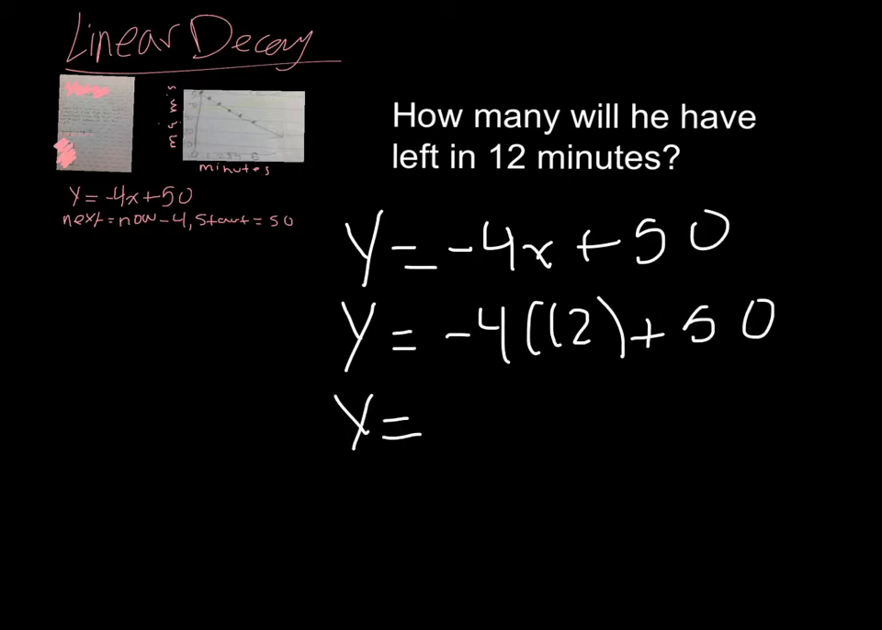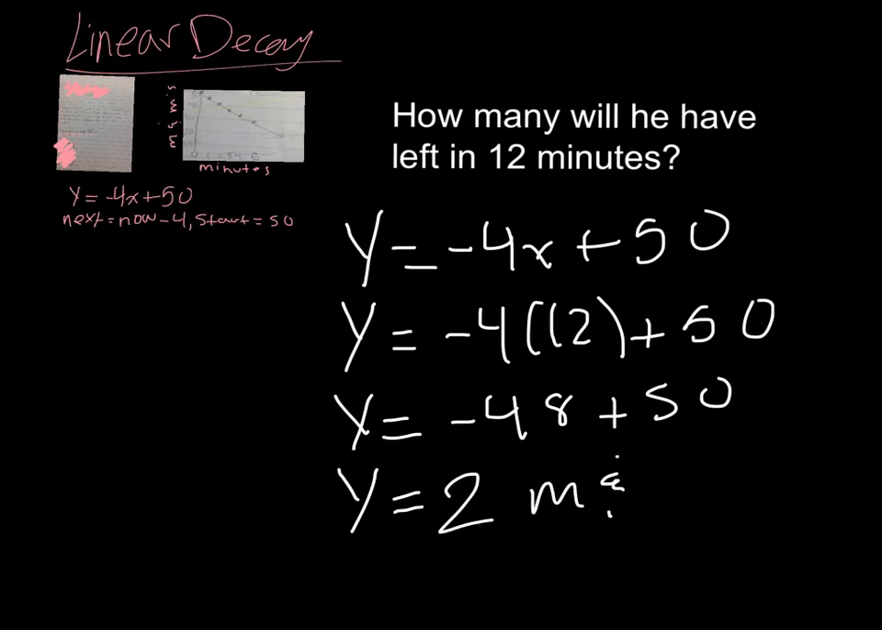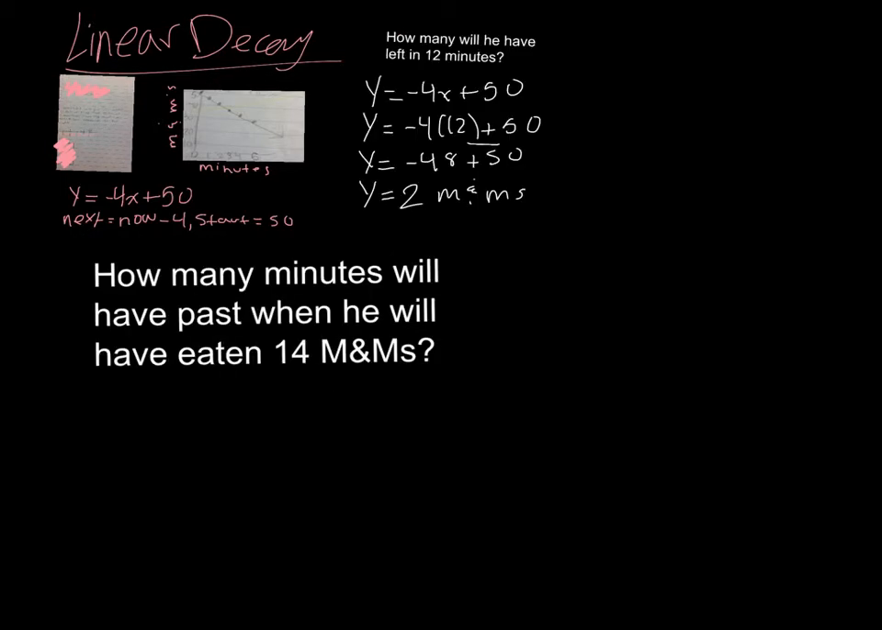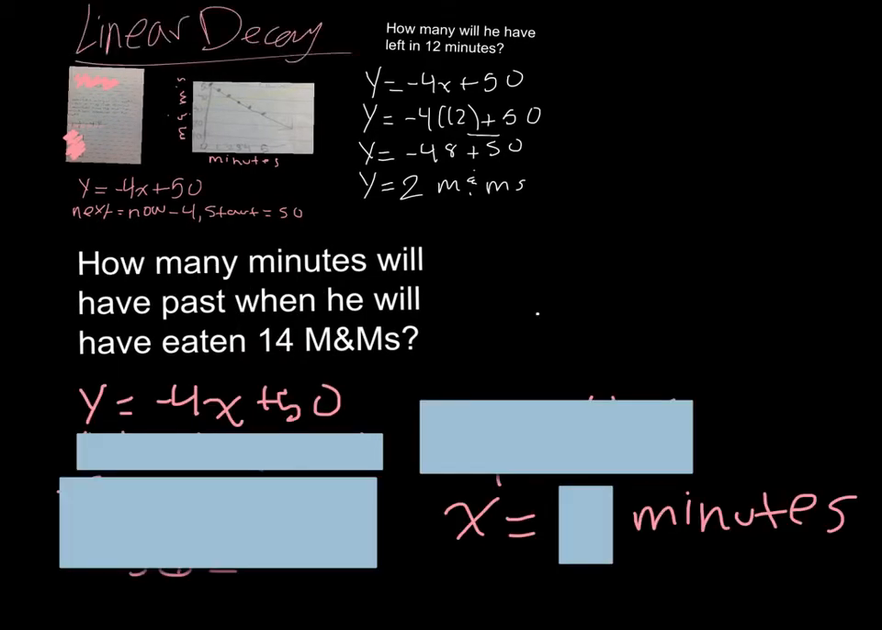Y equals negative 4x plus 50, and that is 2 M&Ms. So after 12 minutes, he will have 2 M&Ms left in his bag. This question reads, how many minutes will he have passed when he will have eaten 14 M&Ms?